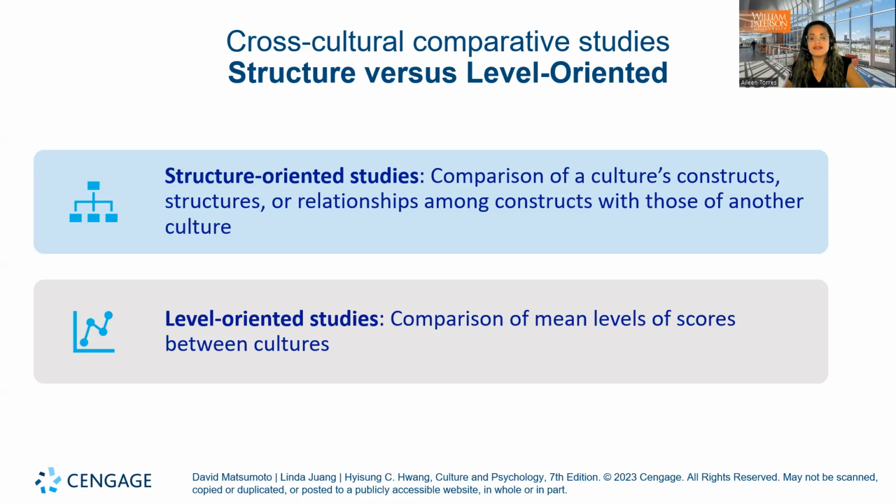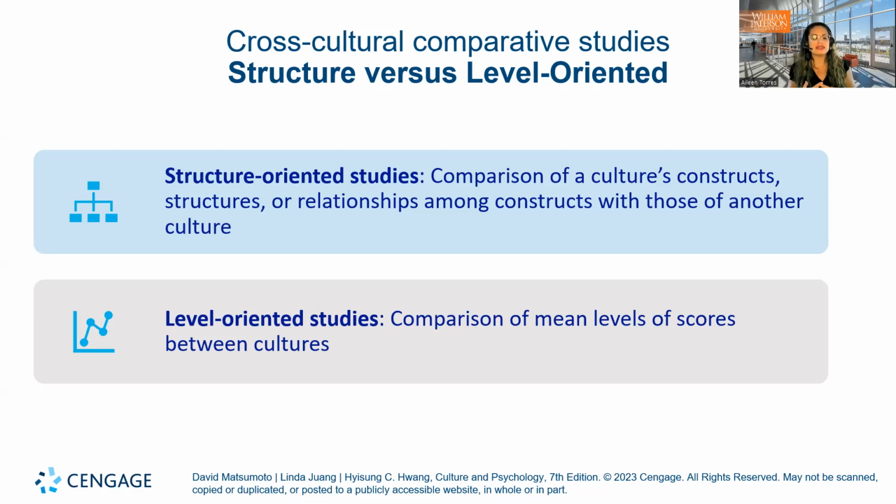Structure-oriented studies versus level-oriented studies. Structure-oriented studies help you measure or compare a culture's constructs, structures, or relationships among constructs with those of another culture. So we can use the example of intelligence. In Western cultures, we might believe intelligence is associated with analytical thinking, whereas Easterners may think that it has something to do more with a holistic type of reasoning. Therefore, intelligence may be measured differently, and we're comparing the constructs themselves and what they mean.